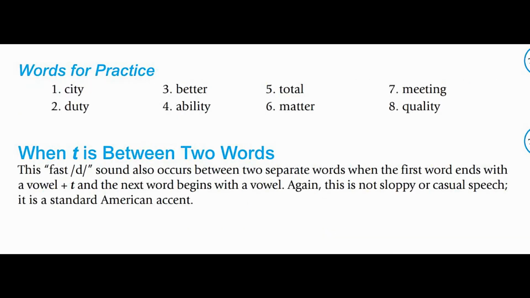Words for practice. City, duty, better, ability, total, matter, meeting, quality. When T is between two words. This fast D also occurs between two separate words when the first word ends with a vowel and a T, and the next word begins with a vowel. For example, not at all sounds like not at all. Again, this is not sloppy or casual speech. It is a standard American accent.